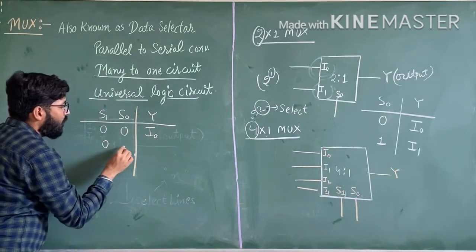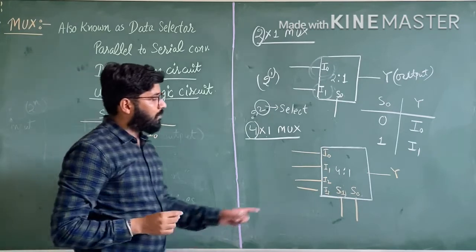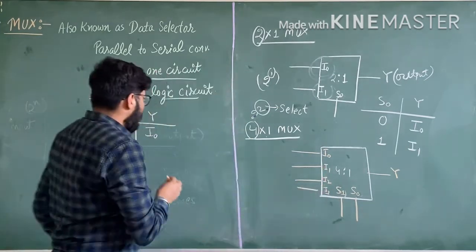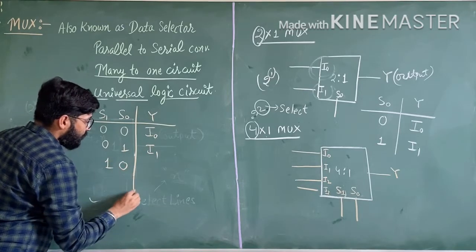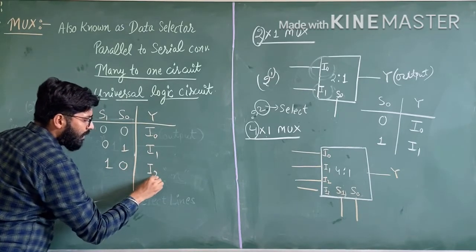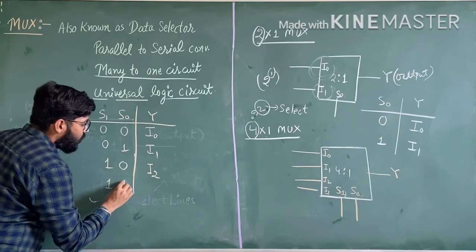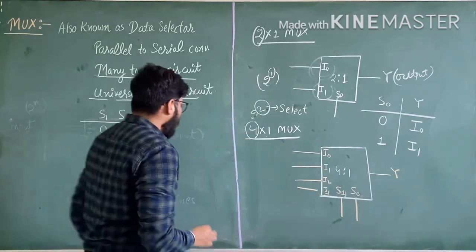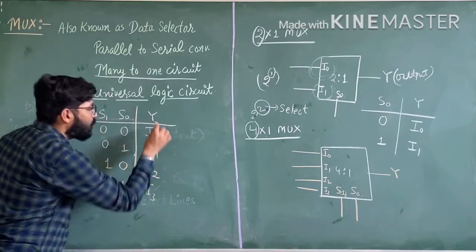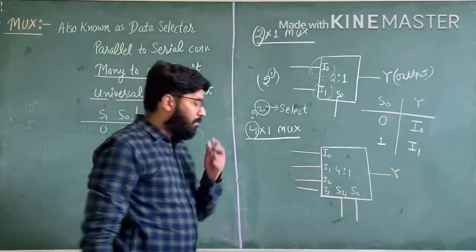If this is 0 and this is 1, the multiplexer passes I1. If this is 1 and this is 0, the multiplexer passes I2. If S1 and S0 become 1, 1, the multiplexer passes I3. So this is the output of a 4 cross 1 mux.